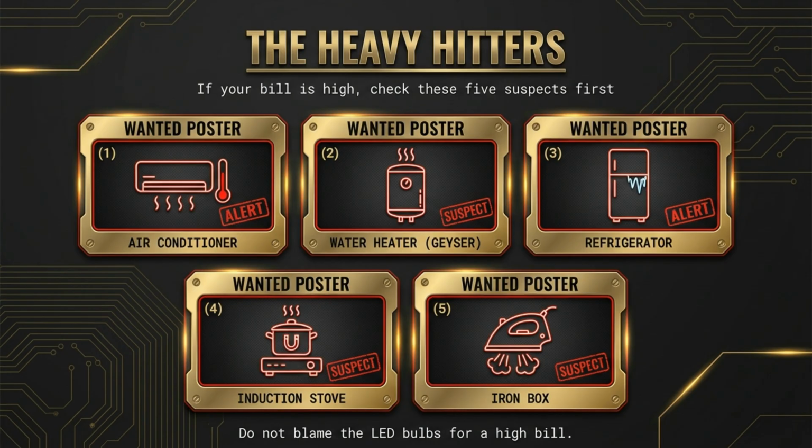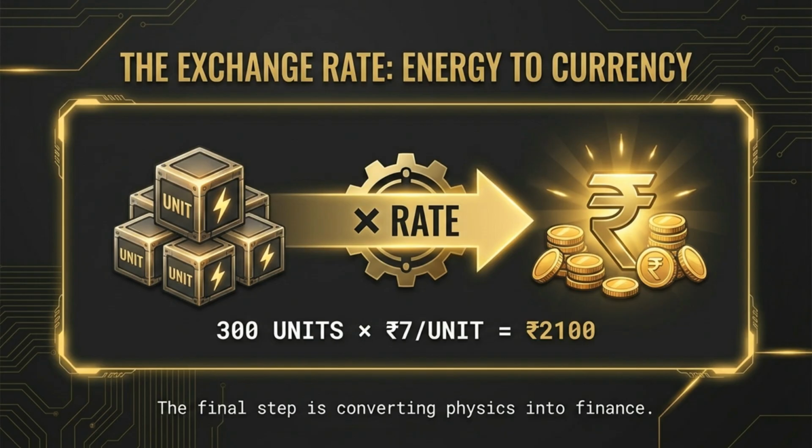If your bill is high, check these heavy hitters first: air conditioners, water heaters, refrigerators, induction stoves, and iron boxes. Do not blame the LED bulbs. The final step is converting energy usage into currency. Multiply the total units consumed by the rate per unit to get the financial cost. For example, 300 units at 7 per unit equals 2,100.